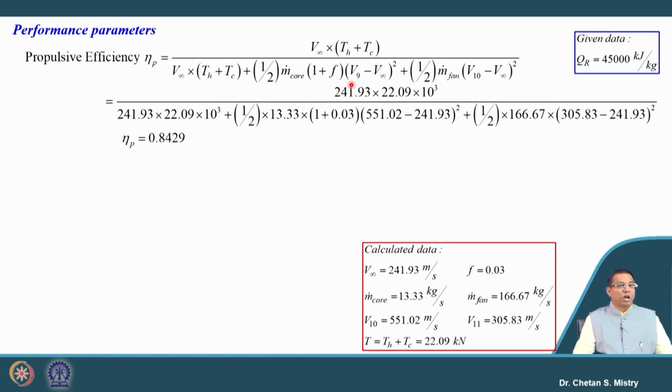We know that for a high bypass ratio engine, and in this case the bypass ratio we are considering is high, that is the reason why the propulsive efficiency comes out in these terms.